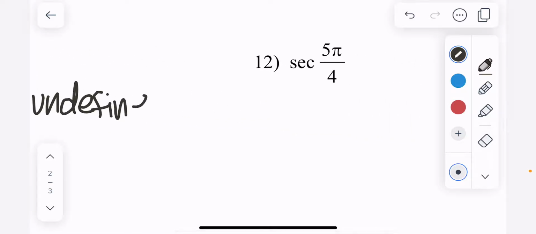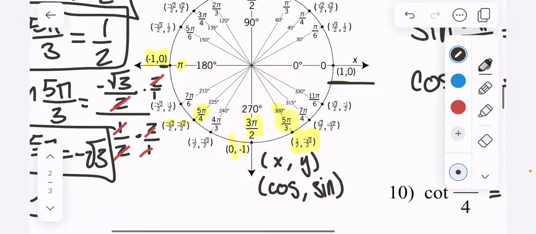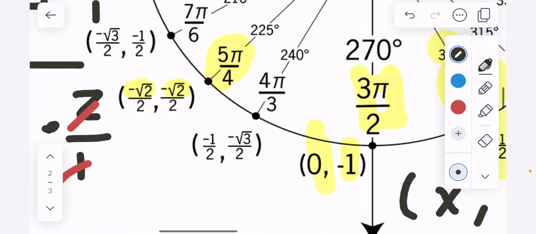Okay, looking at the next one. The secant of 5 pi over 4. Well, let's go find 5 pi over 4. We actually looked at it before. It's negative square root of 2 over 2 and negative square root of 2 over 2 are those points there. So when we're looking at secant, the reciprocal of secant is cosine. So we're looking at this first value here.